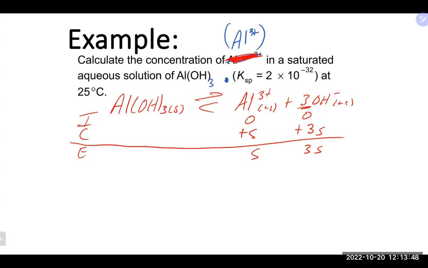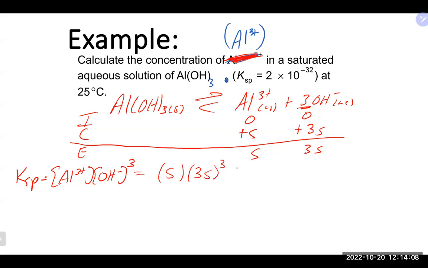We're going to go into our KSP expression, which will be the concentration of aluminum times the concentration of hydroxide. And once again, we do need to still cube it there as well. Putting in our values here gives us S times 3S cubed will equal 2 times 10 to the minus 32. Any questions so far?